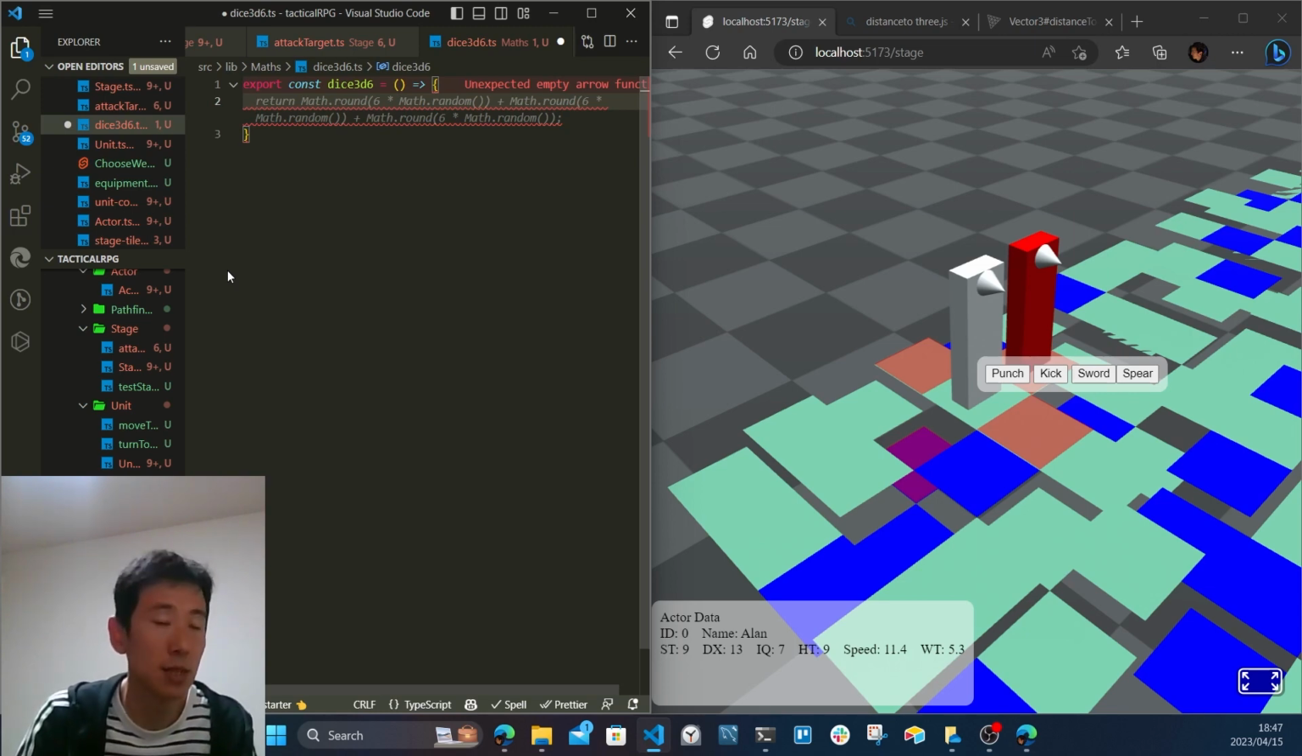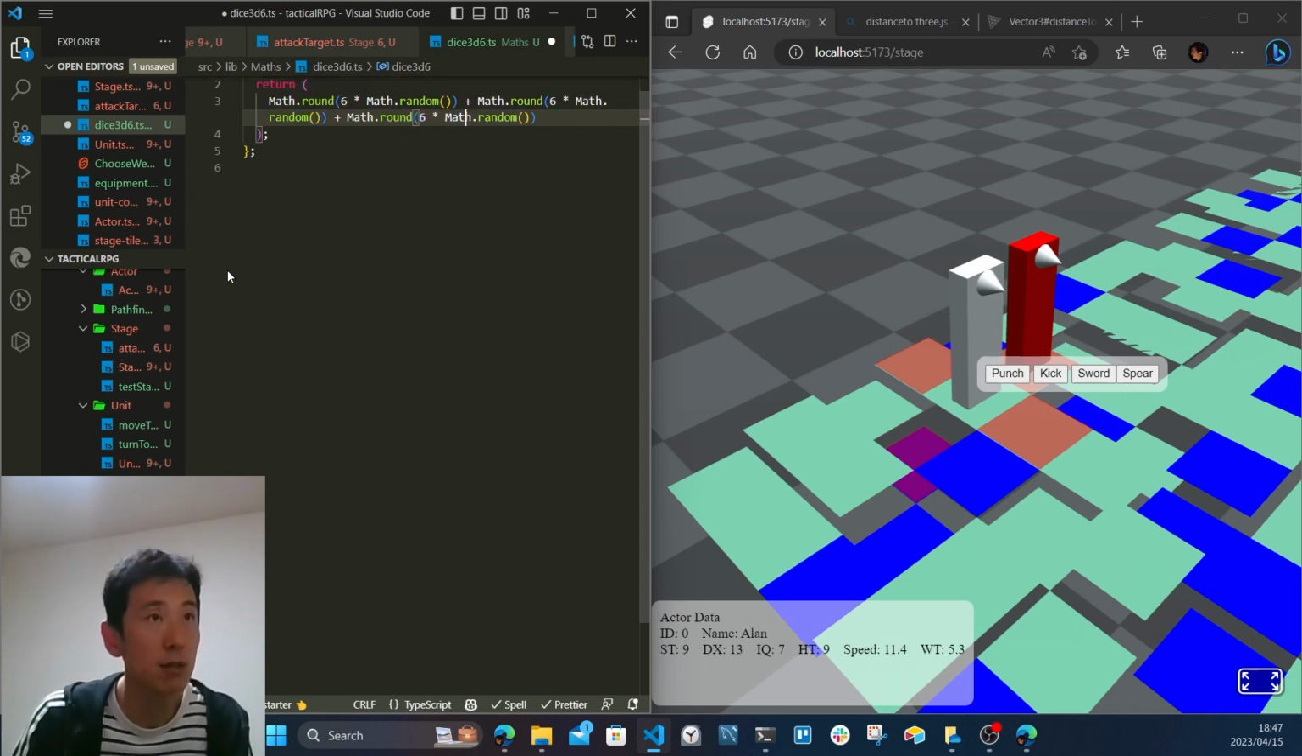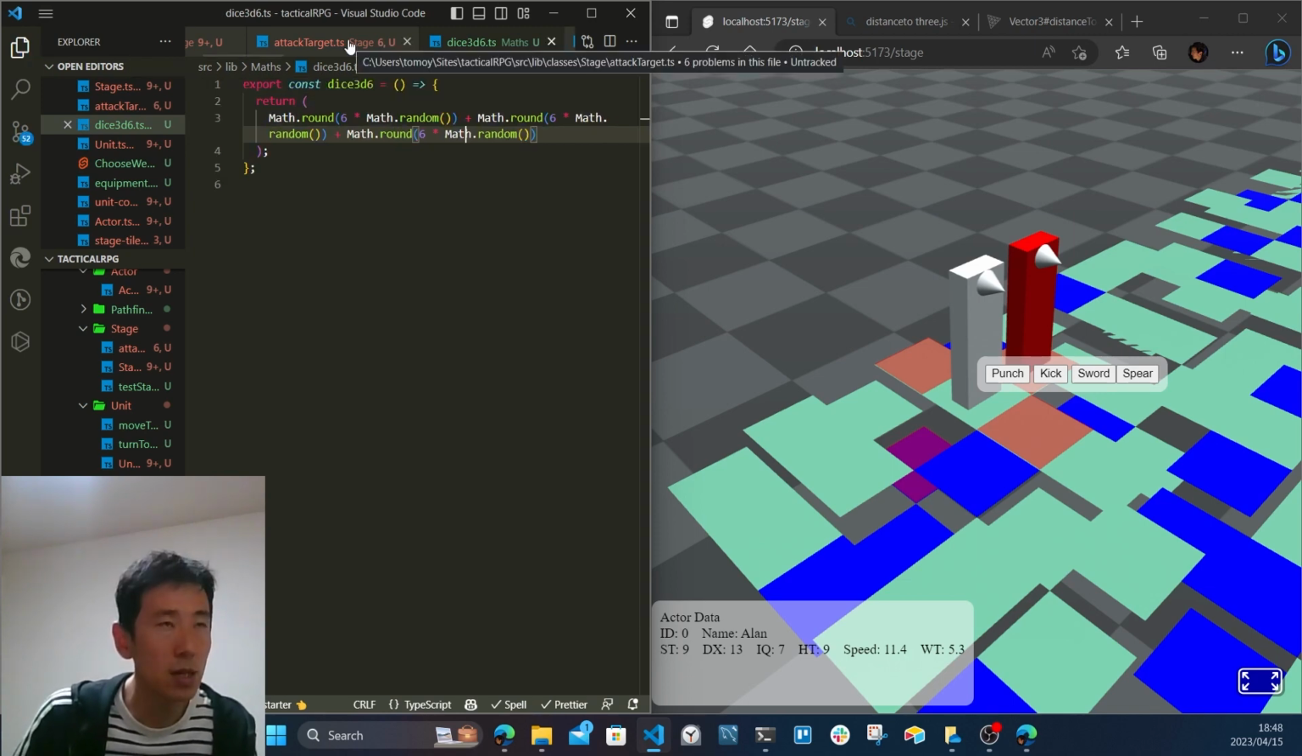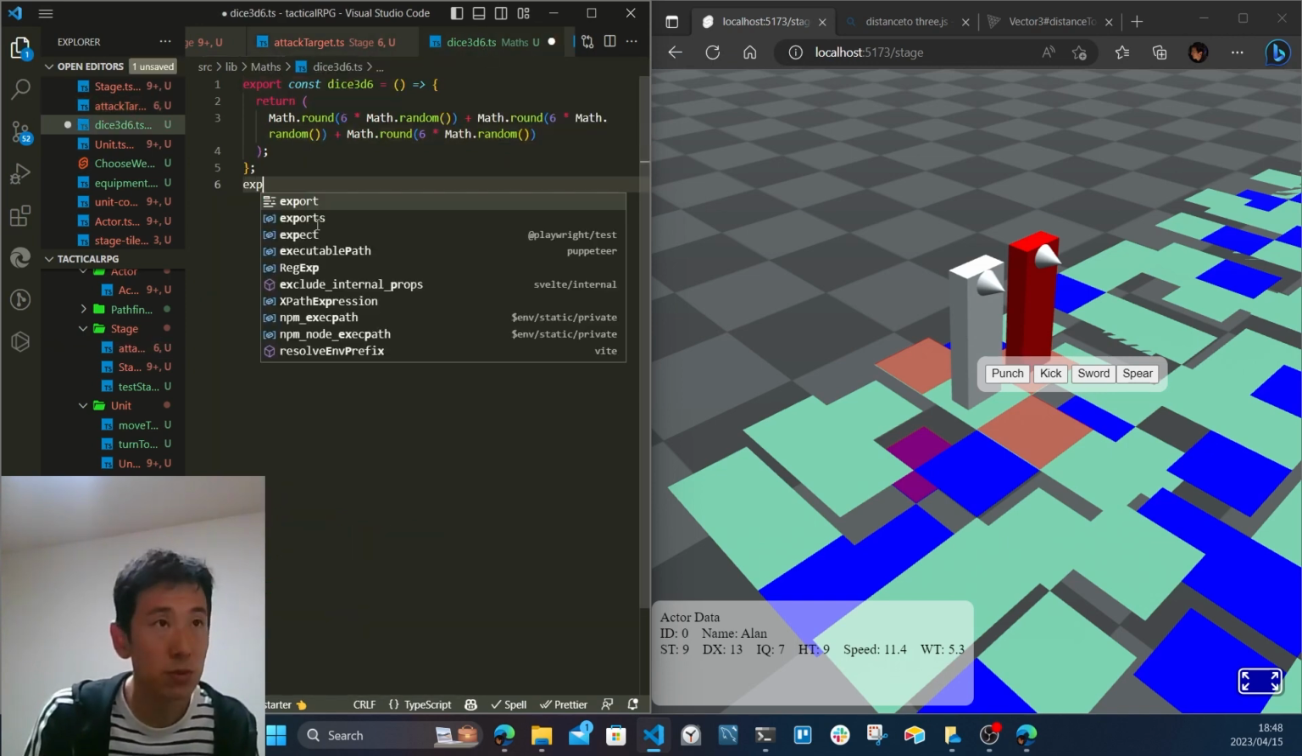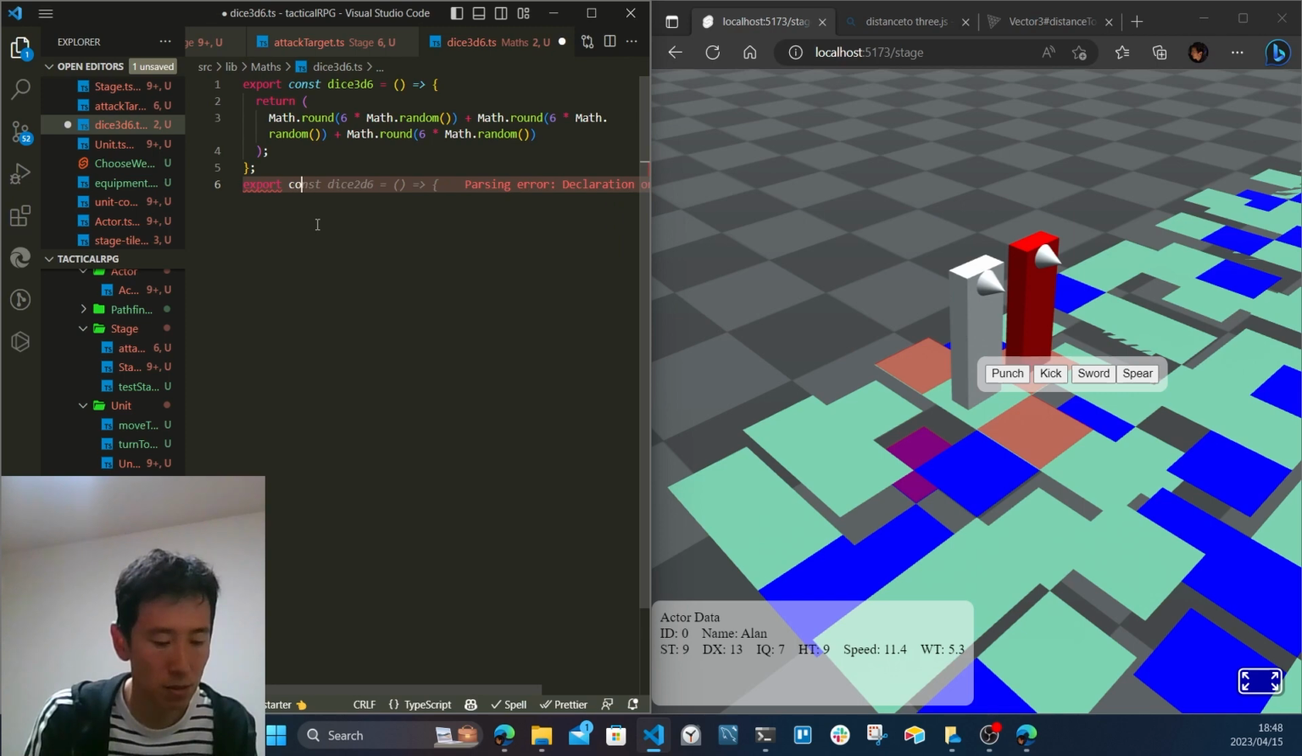Okay, so that's what the GURPS 3d6 is, and I think GitHub already knows it, and it's giving me the math already. So Math.round(6 * Math.random()), yeah, that's exactly what 3d6 is. That's one thing. And then the other thing is export const check3d6. So check3d6 is another function that I need.